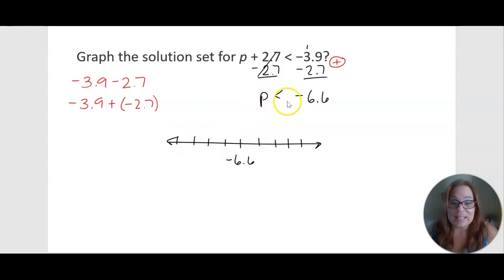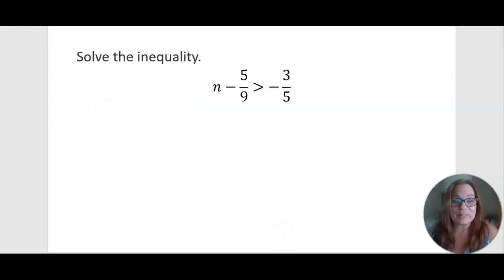The inequality is less than, there's no equal to on the bottom, so I'm not including the number. And I want the numbers that are less than, so I shade to the left. Again, this one's also to the left. And I put an arrow to show that all the numbers in that direction would satisfy this. They would all be less than negative 6.6. All right. Let's keep rolling.